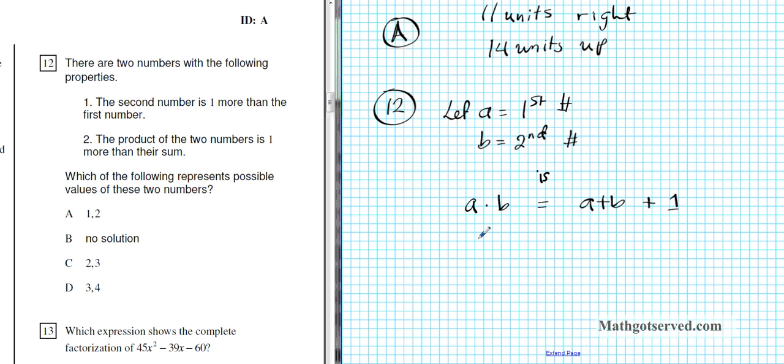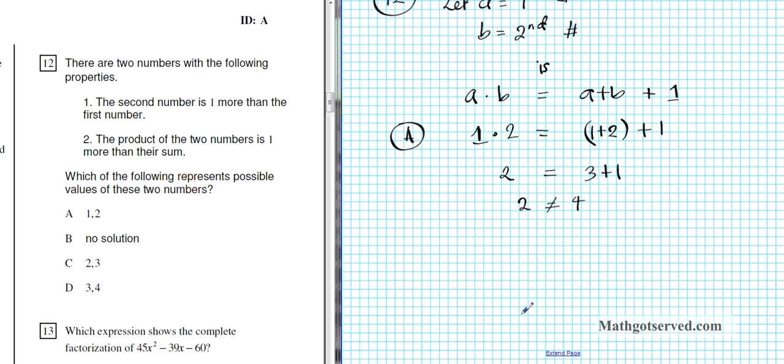So let's test option A. The question is, is 1 times 2 equal to 1 plus 2 plus 1? We know that 1 times 2 is 2. 1 plus 2 is 3, plus 1 is 4. So is 2 equal to 4? The answer is no. So option A cannot be the answer because it doesn't meet property 2.